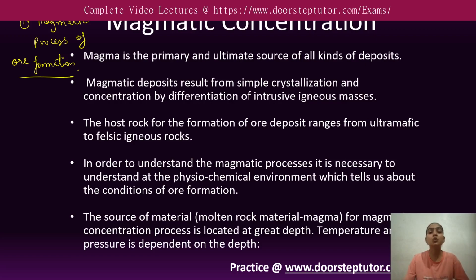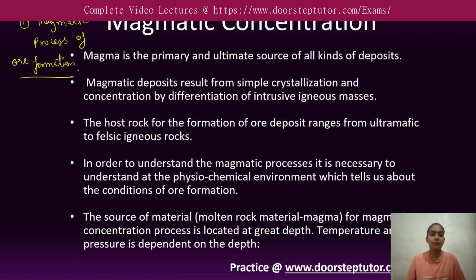So magma is the primary source for all kinds of deposits, because in the magma all types of minerals are present, water, fluid, H2O, CO2. Magma has a very wide composition in which all types of minerals are present. It may be iron, silica, water, nickel, rare earth elements. These are all present in the magma. So when this magma crystallizes and cooling occurs, the deposition is our magmatic process of ore formation.